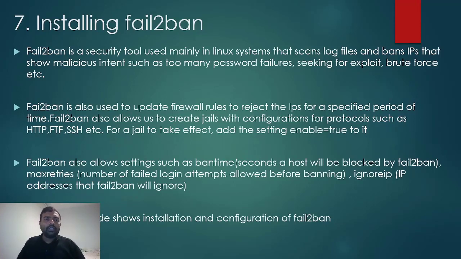Fail2ban is a security tool used mainly in Linux systems that scans log files and bans IPs that show malicious intent, such as too many password failures, seeking exploits, brute force, etc. Fail2ban is also used to update firewall rules to reject the IPs for a specified period of time. It also allows you to create jails with configurations for protocols such as HTTP, FTP, SSH, etc. For a jail to take effect, set enabled equal to true.